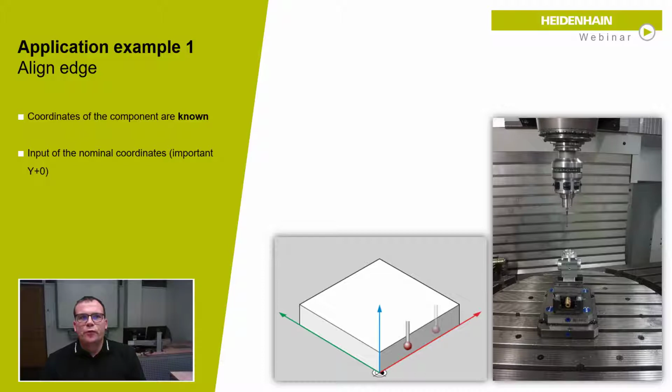The same applies to the alignment of the coordinate system. Also here we program the Y coordinate. So we probe the front side of the workpiece. This is the X axis, and the probing direction is the Y plus axis. So the Y coordinates must be on the same level. That's very important.